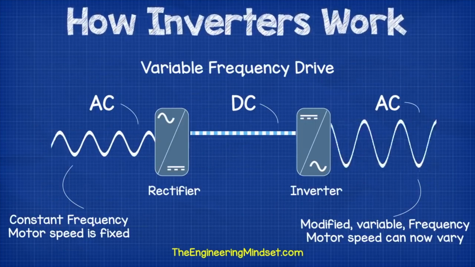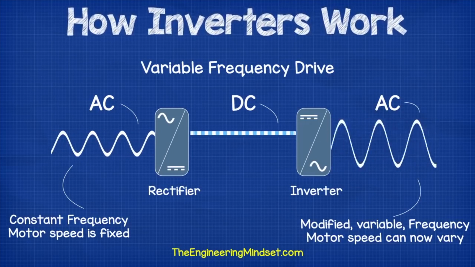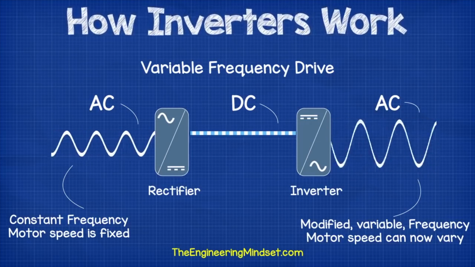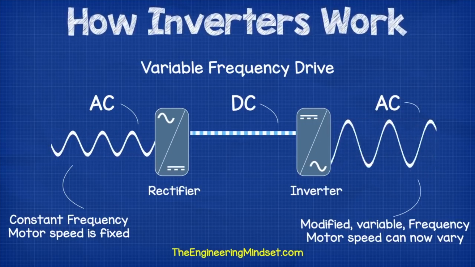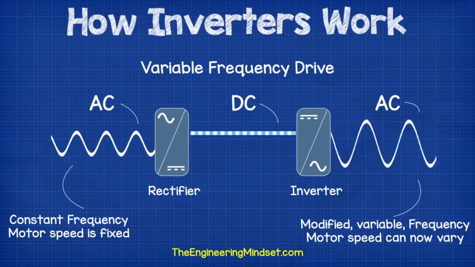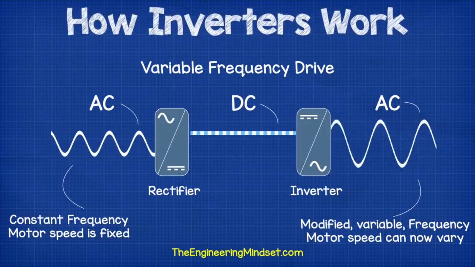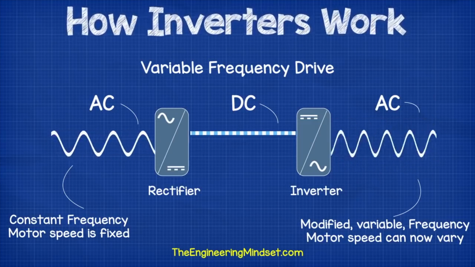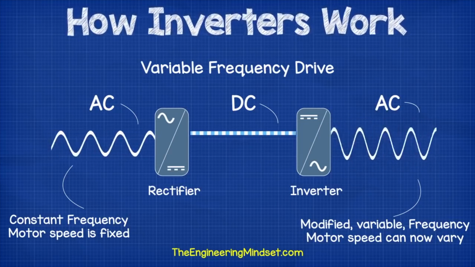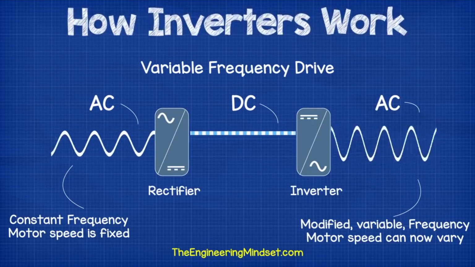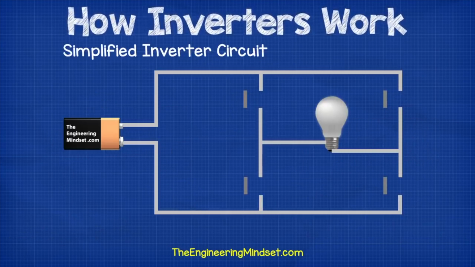In this application, the inverter is coupled with a rectifier, and the AC power which comes in is converted to DC and then back to AC, but the controllers will change the frequency of the sine wave pattern. And by manipulating this, we can precisely control how the motor behaves. And when you join this to a fan or a compressor, etc., then you can precisely control how that performs also. So, how do they work?